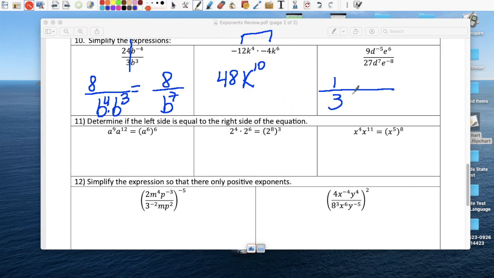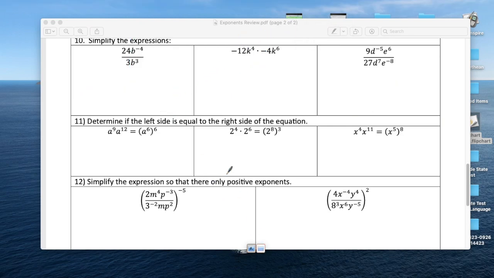D to the -5 comes down, becomes positive. E to the 6 stays up. Oops, let me write 5 a little prettier. E to the 6 stays up. D to the 7 stays down because it's positive, and e to the -8 goes up because it was negative, now it's positive. Now, the e's, keep the base, add the exponents, we get 14. Do I need to write that 1 there? I don't, so I'm going to take it out. And then 3 at the bottom doesn't do anything, and then we have 2 d's being multiplied, keep the base, add the exponent, that's the final answer.